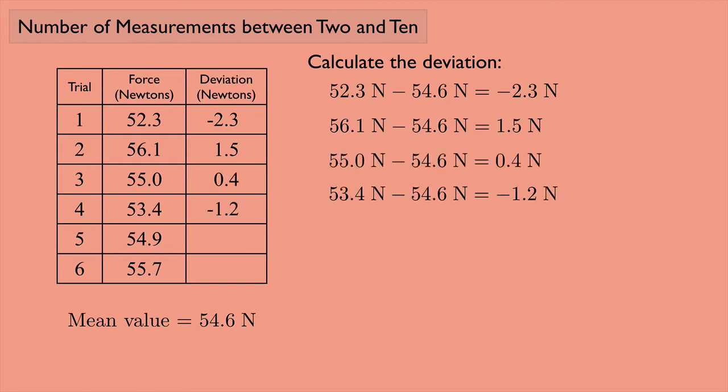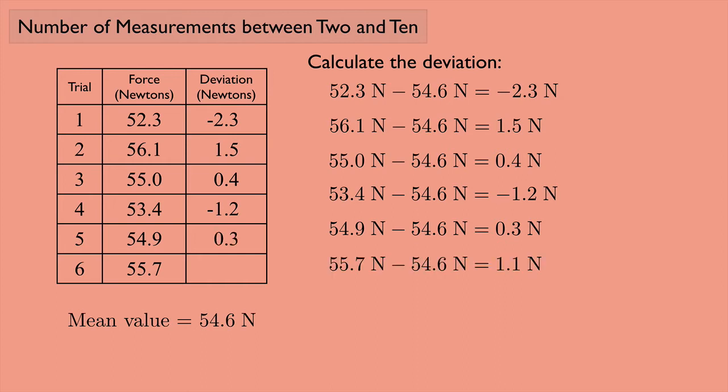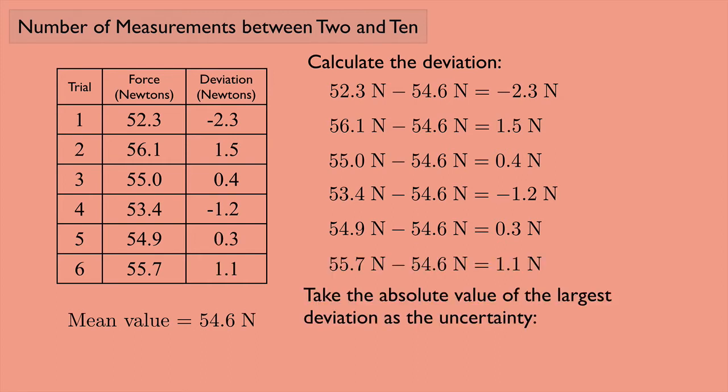And once I have my deviations, I'm going to take the absolute value of the largest deviation, and that's going to be my uncertainty. So in this case, that first one, negative 2.3, that's the largest in magnitude, so I'm going to take the absolute value, and my final answer is going to be 54.6 plus or minus 2.3 newtons.